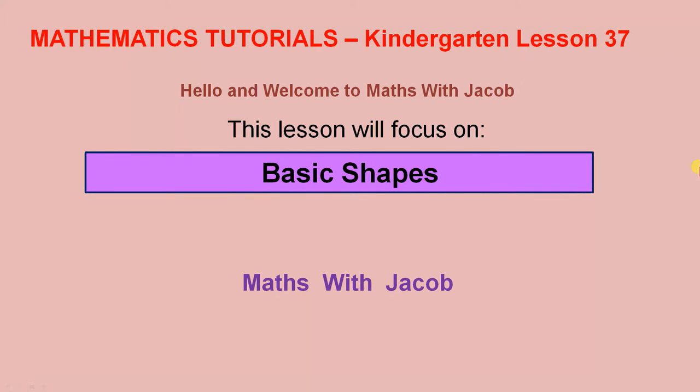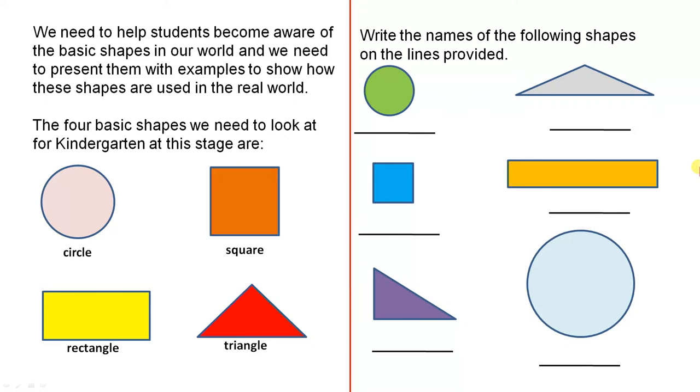This lesson will focus on basic shapes. We need to help students become aware of the basic shapes in our world, and we need to present them with examples to show how these shapes are used in the real world. The four basic shapes we need to look at for kindergarten at this stage are the circle, the square, the rectangle and the triangle.